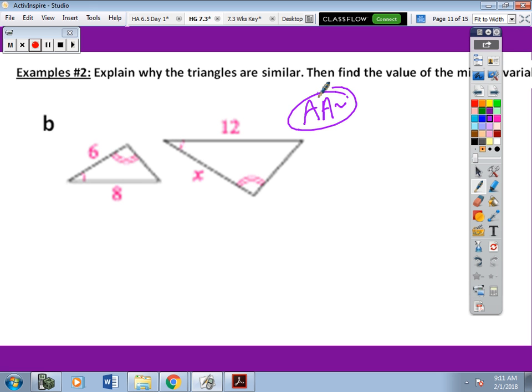Most of you will get the value of x. Most of you will, if you get it wrong, you'll get this wrong. People will think, oh, SAS, but x is not a side, so you can't use it. So angle, angle similarity. This is the answer probably 80% of the time. Angle, angle will be your reason. Then you'll use the fact that they're similar to find the value of x. So see if you can find the value of x.